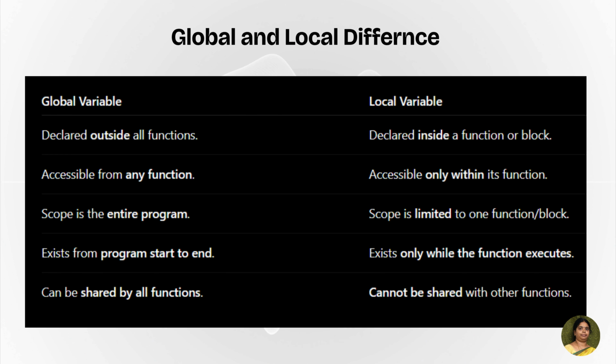Local variable, assume it as one room. Only people inside that room can use it. Global variable, the whole house. Everyone in that house can use it, like the backpack.